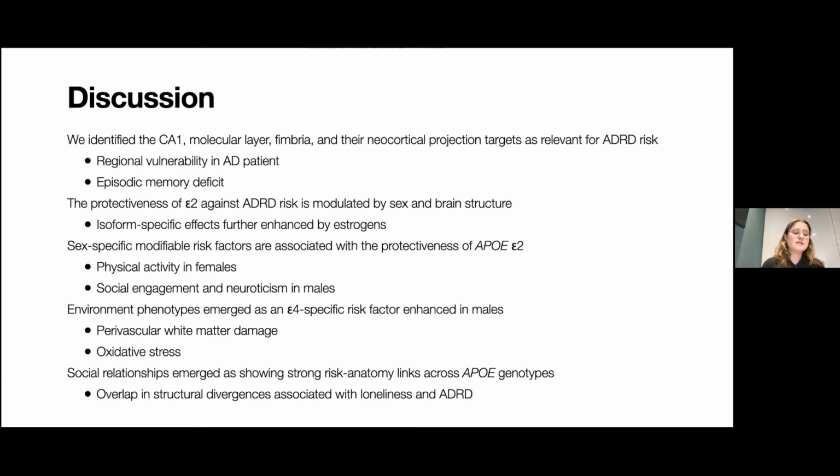Across our signature of hippocampus default network covariation, we have identified the CA1 molecular layer, the fimbria, and their neocortical projection targets as being relevant for Alzheimer's disease risk. Our results are in line with the preferential vulnerability of CA1 in Alzheimer's disease patients, as well as with the episodic memory deficits that are attributable to microstructural alteration of the fornix.